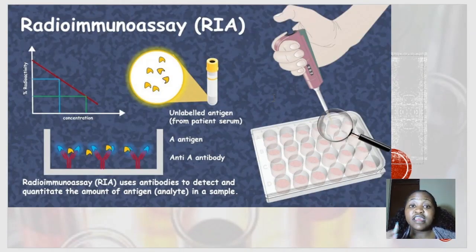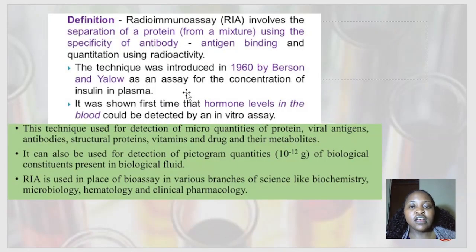Now, we talked about radioimmunoassay, which we said is used to detect antibodies and also quantitate how much antigen was in that particular analyte using radioactivity. So a radioimmunoassay involves the separation of a protein from a mixture using the specificity of antibody-antigen binding. It was introduced by Berson and Yalow in the 1960s, and the first time they used it was when they measured hormone levels within the blood.